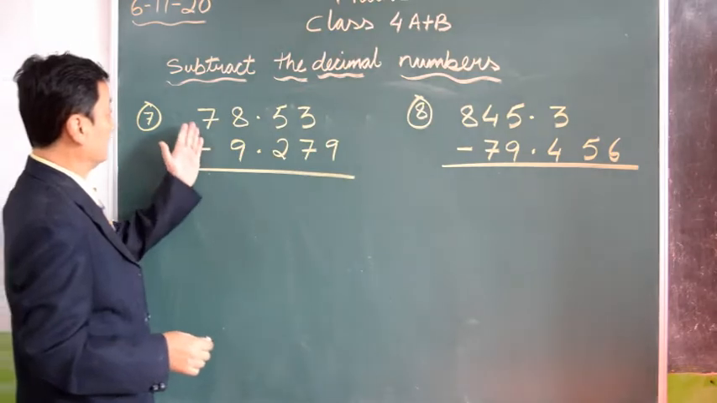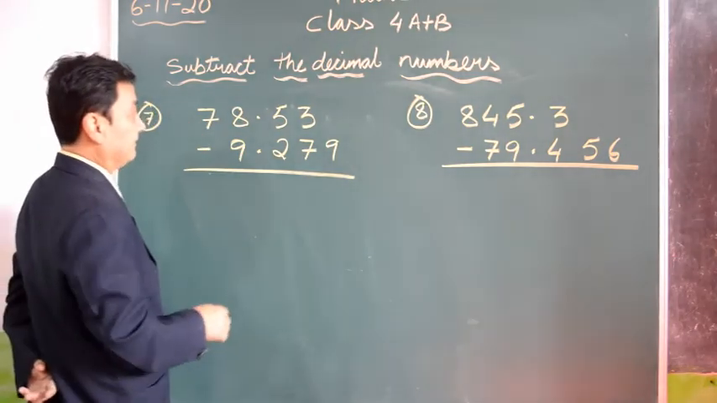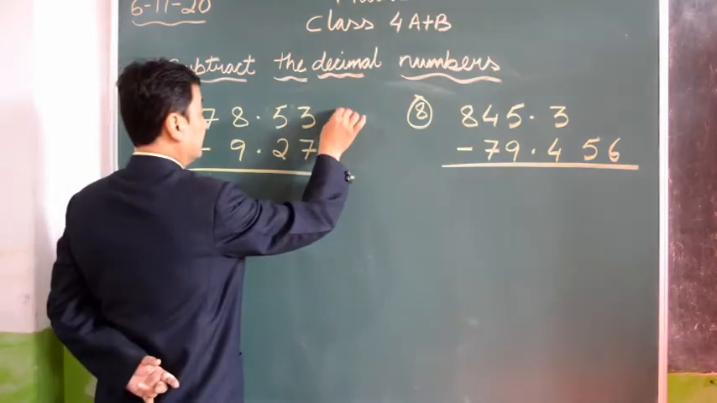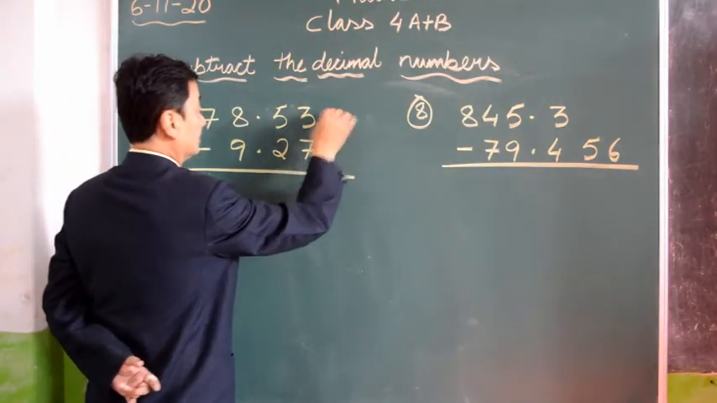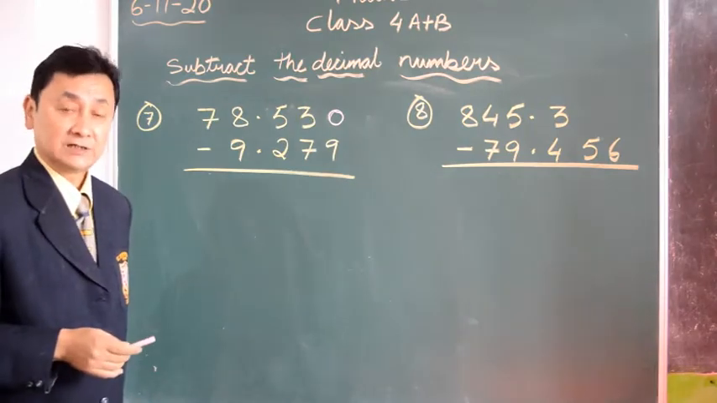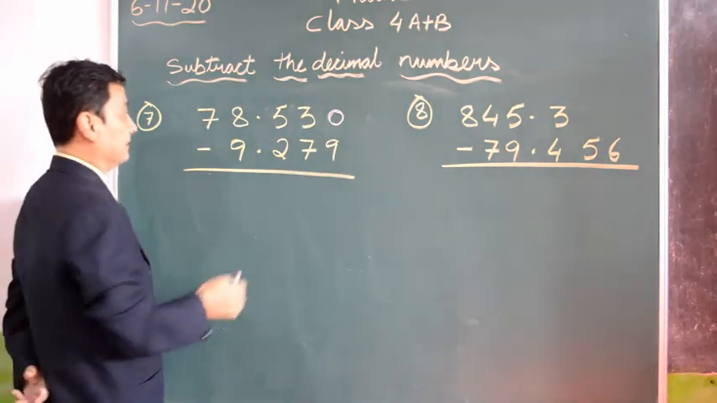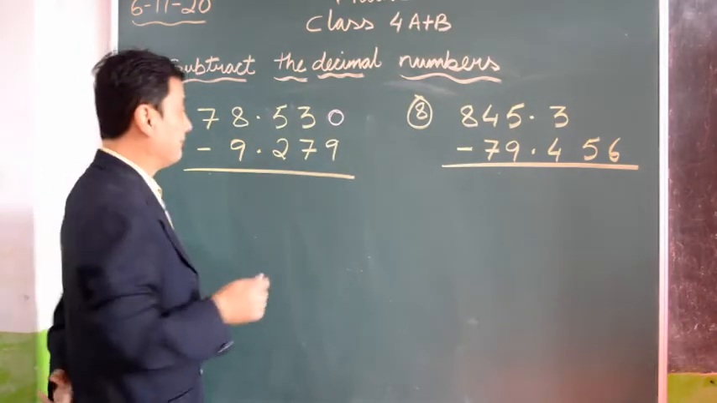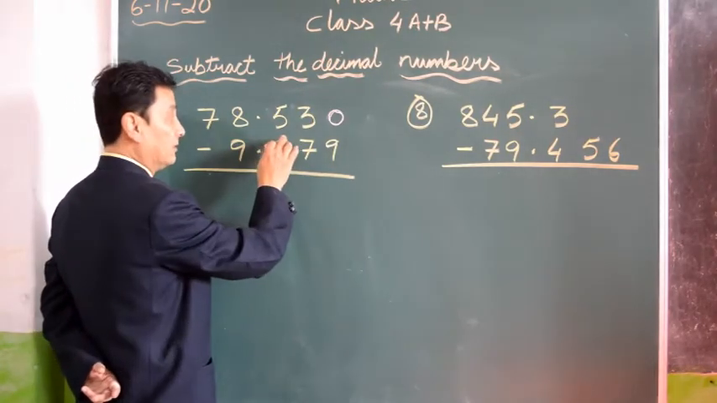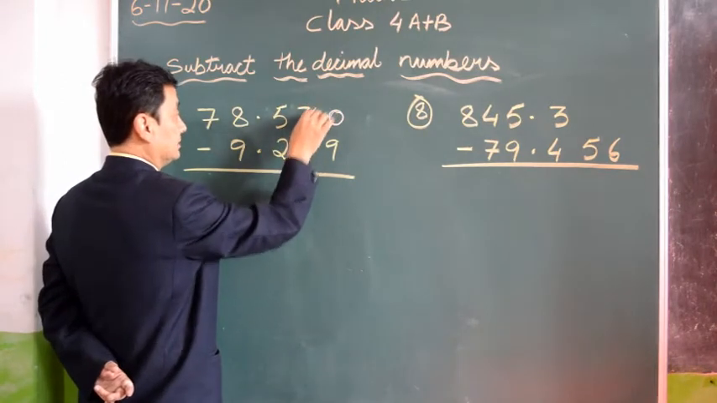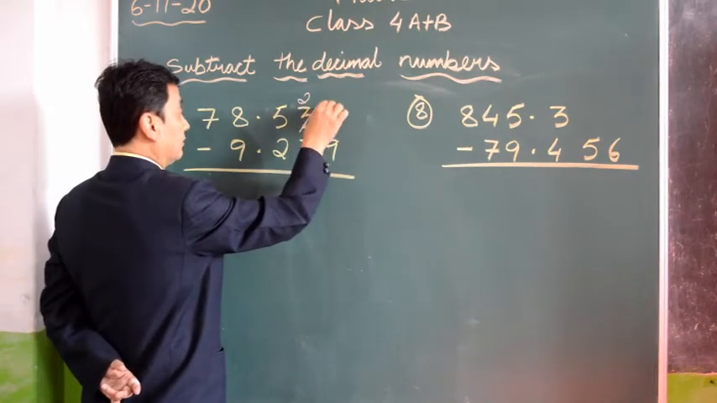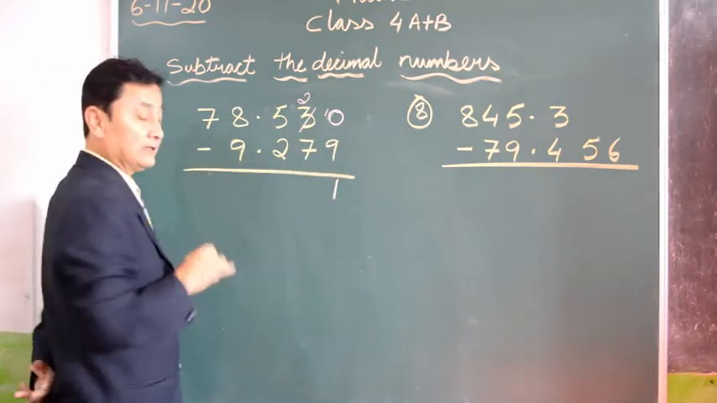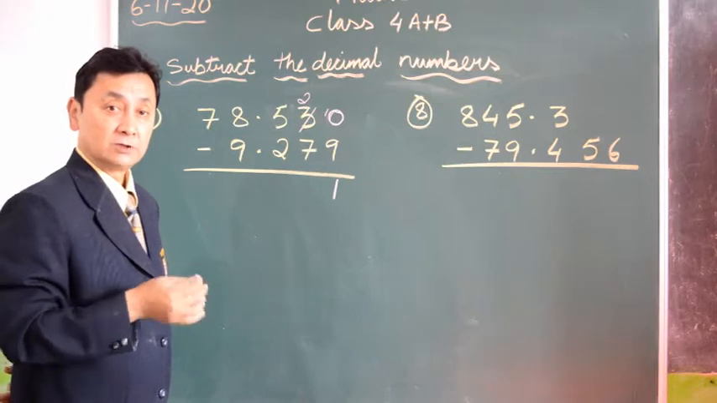Okay. So first we must check if there are numbers or no numbers. So there are no numbers here, what must we do? Put a 0. Okay? And then we do the sum. The top number is smaller than the bottom number. What should we do? Borrow. Borrow from which number? 5? No. The next number is 3. So from 3 we borrow 1. 10 minus 9, 1. 2 minus 7, what should we do?